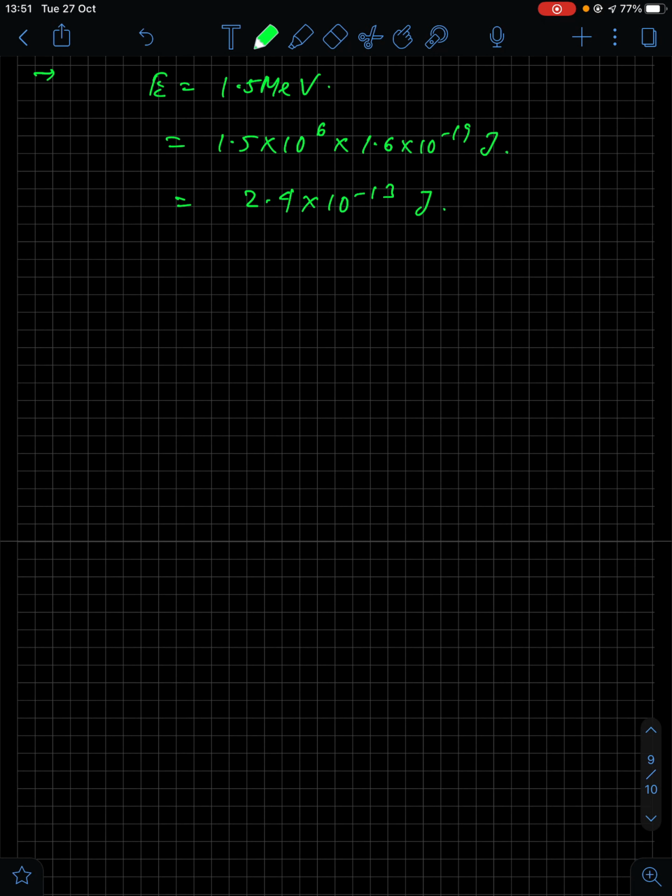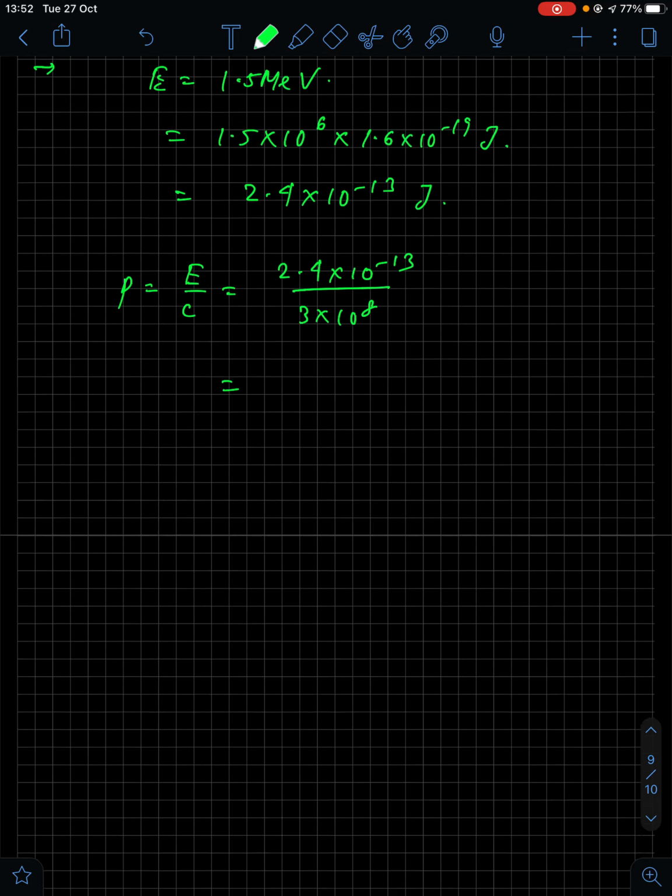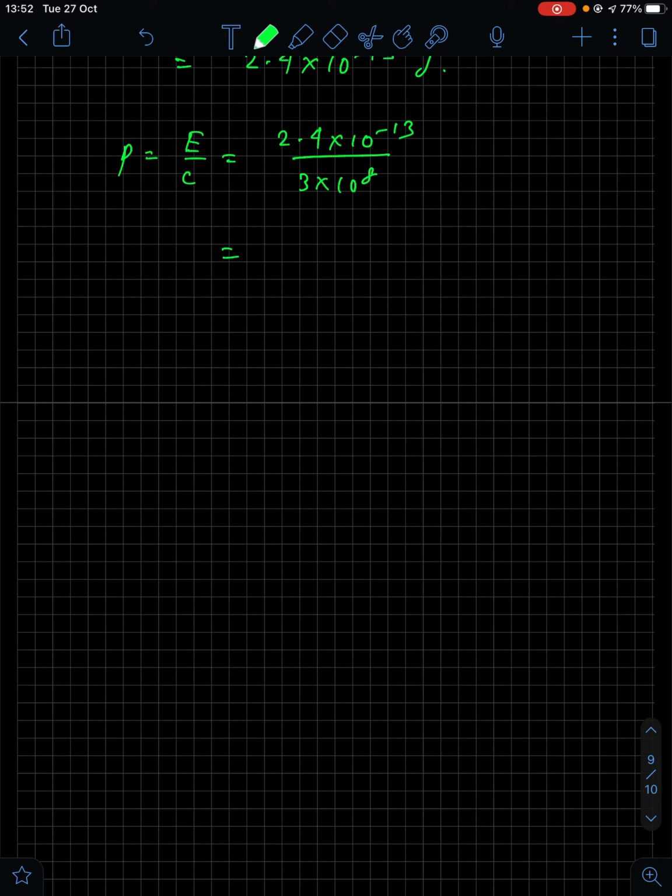Now what you're finding is momentum. Momentum is P equals E by C. We had this relation. So E value is 2.4 into 10 to the power minus 13, and C value is 3 into 10 to the power 8. So in calculation this will get you 24 by 3 into 10 to the power minus 14 minus 8. So that gets you 8 into 10 to the power minus 22 kg meter per second. So that's your answer.